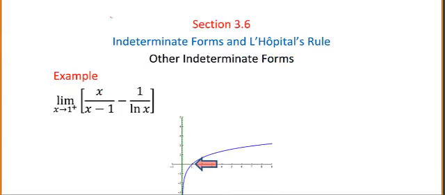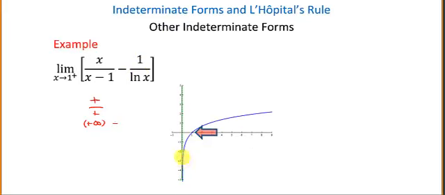The limit as x approaches 1 from the right of x over x minus 1. Notice that as we approach 1 from the right, the numerator is positive, and it's going to 1. The denominator is going to 0, but the denominator is positive, because x is bigger than 1, it's to the right, so this is going to positive infinity. And we're subtracting the 1 over the natural log of x.